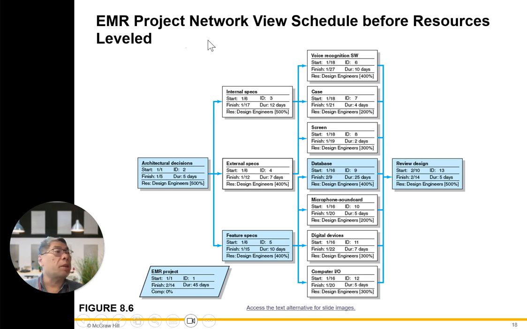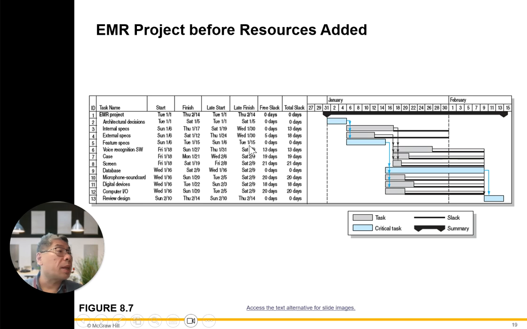This is a typical EMR project network view and scheduling, from voice, cases, database, microphone, digital, computer, and review design. And then look at an example of the resources required for EMR from architectural internal start to finish, giving you the deadline, start, finish, late start, late finish, free slack, total slack. So to give you an idea of what has to be done.